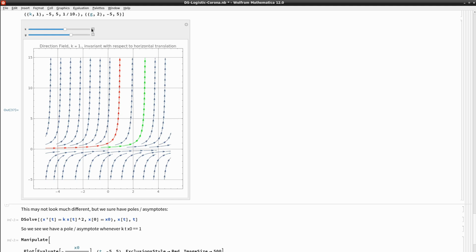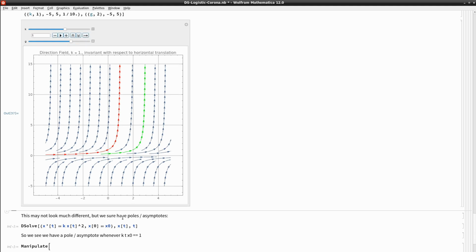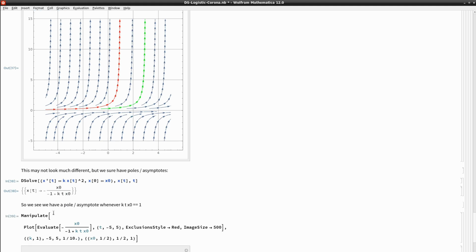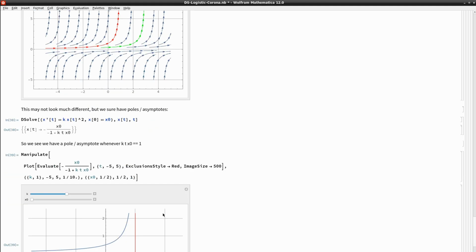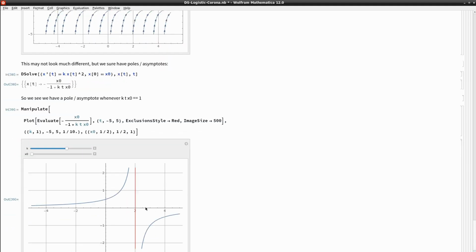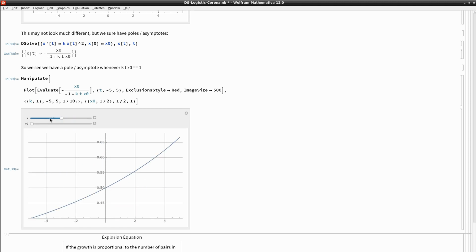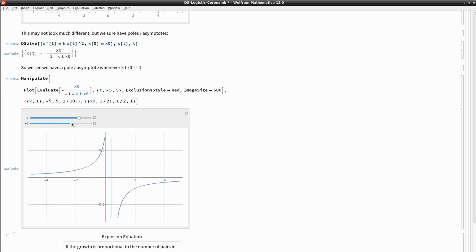Okay, and for some of these numbers, it may not look much different. For example, for k equals 1, this may not look much different, but we definitely have poles or asymptotes. You see that here we have t in the denominator. So if k t x0 is 1, we have a pole, right? We see a pole here whenever k t x0 is 1. So let's manipulate this a little bit with respect to k and x0, and we see that we have our pole here. It changes with k and it changes with x0, but we definitely have a pole here.